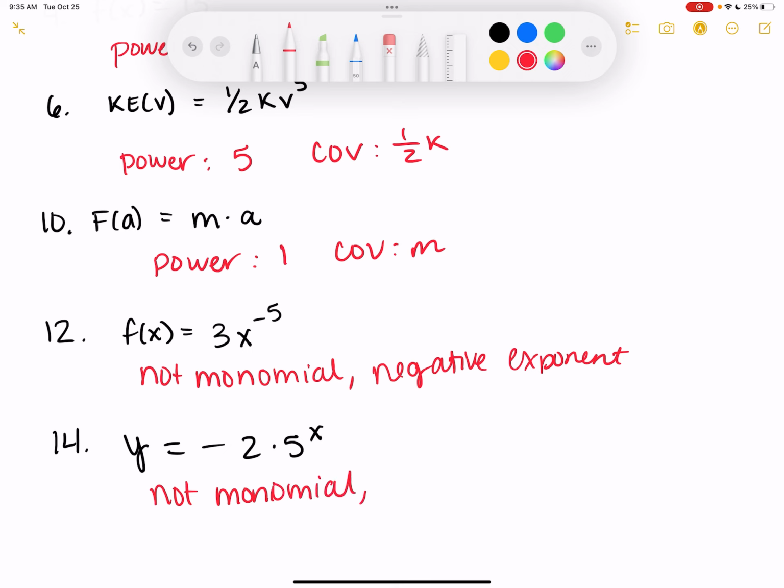No, they're being multiplied, but there's a variable in the exponent. Okay, oh, okay. That was going to be my second guess.